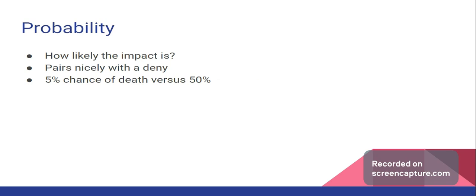This one's also really easy to understand, obviously, but it's just how likely your impact is to actually happen. This one goes really nice with a deny argument, because whenever you're denying someone's impact, you're saying that their argument really doesn't have any grounding behind it and it's not going to happen. So obviously, if something is more likely to happen, then we need to focus on that.